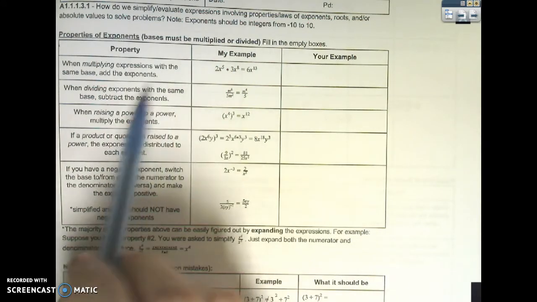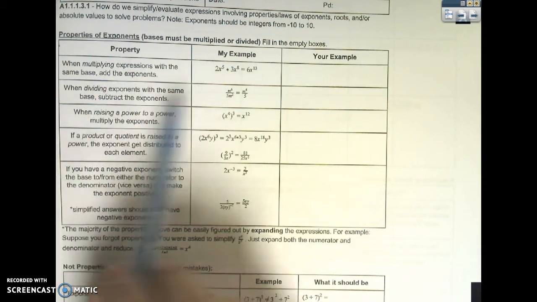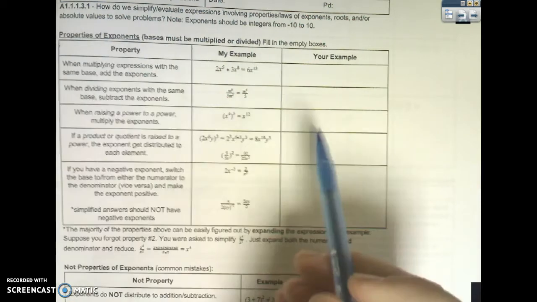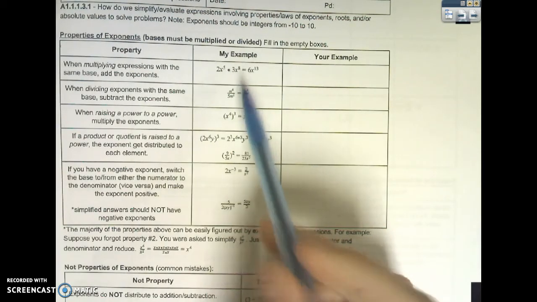But when multiplying expressions with the same base, you add the exponents. 2x to the fifth times 3x to the eighth. You multiply numbers, you get 6. Then you add the exponents, you get 13. 6x to the 13. All right. If they're the same base, you add the exponents.